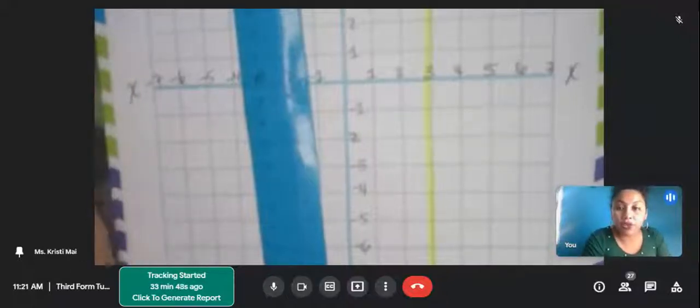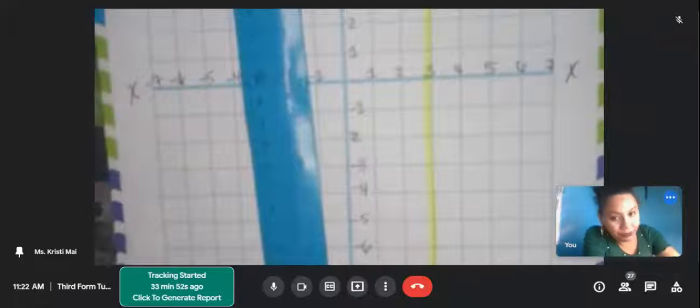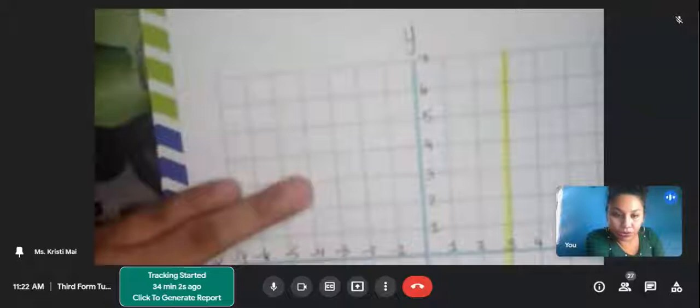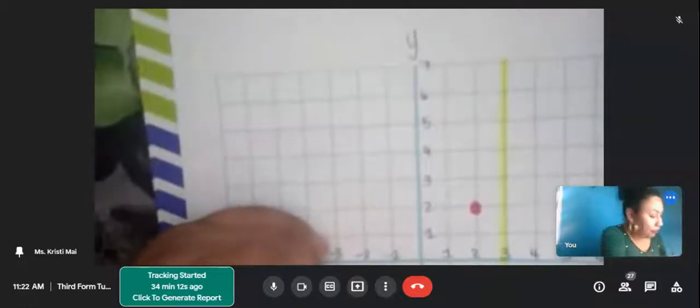Now, if I take a look at the coordinates, this one has F, W, and K. It says that F is 2, 2. So I'm going to find point 2, 2 right here, and that one is going to be F.